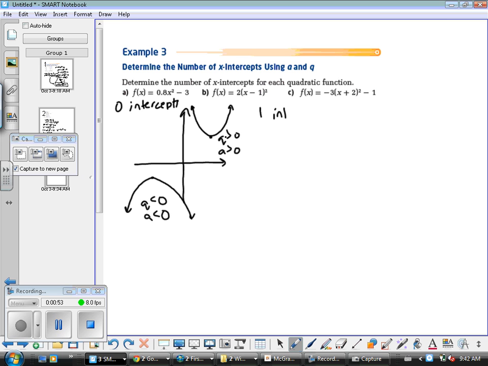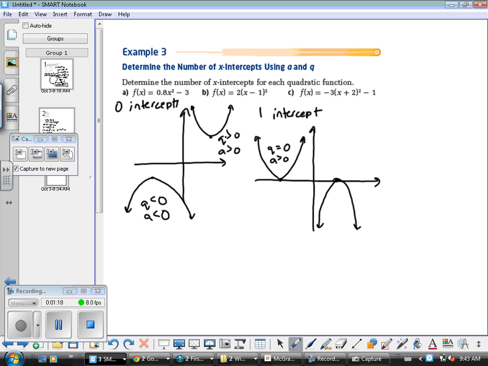To have 1 intercept, the only way that this can happen is if your vertex is on the x-axis. So your vertex may be on the x-axis and open up, or your vertex may be on the x-axis and your parabola may open down. It doesn't matter. Either way, you're going to have 1 intercept. So here we have q equals 0, and it doesn't really matter if a is positive or negative.